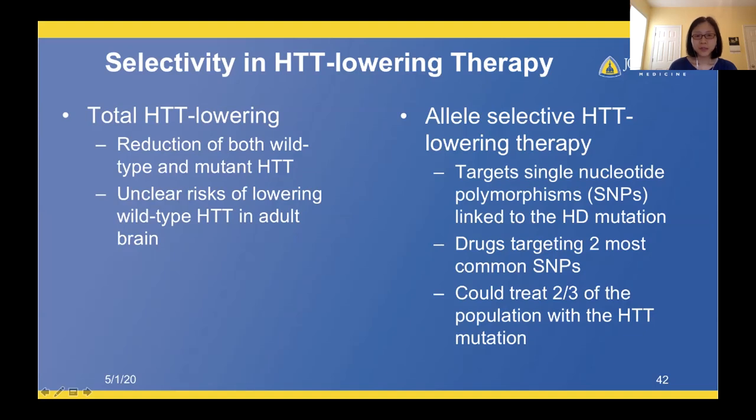The other type of ASO is allele selective. So then you would leave the wild type alone and just try to lower the mutant huntingtin. And in this study that has the allele selective huntingtin lowering therapy, they're targeting SNPs that are linked to the HD mutation. And there are two drugs, and they're targeting the two most common SNPs. Now, not everybody has those two SNPs. So if the drug works, it could treat 2/3 of the population with the huntingtin mutation, but not everyone.